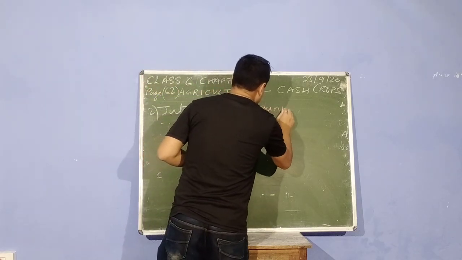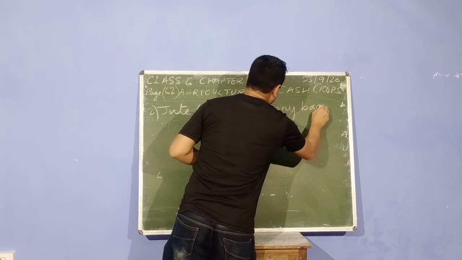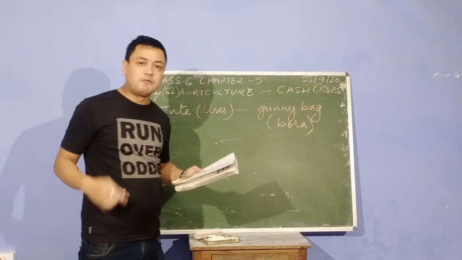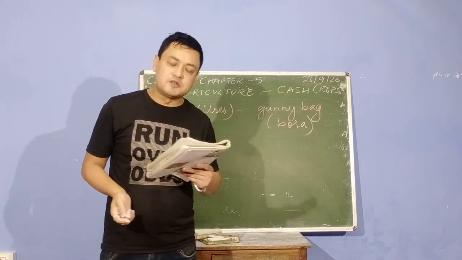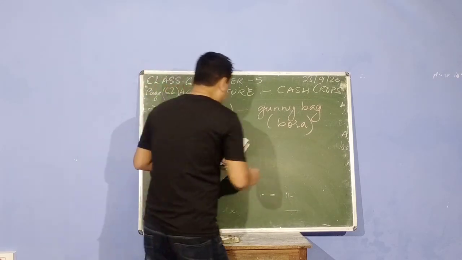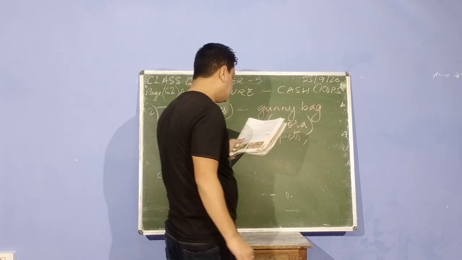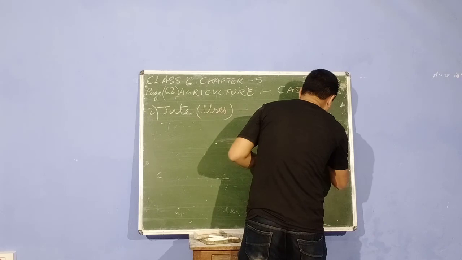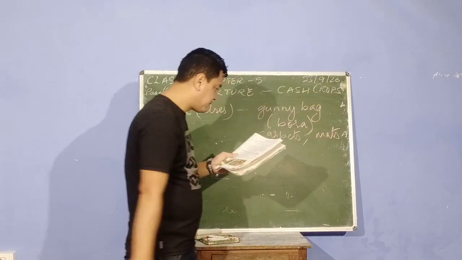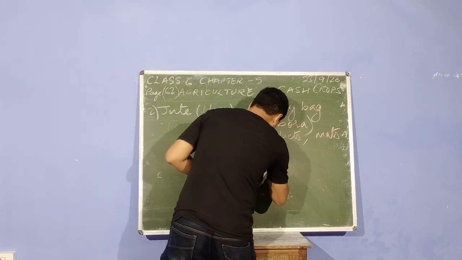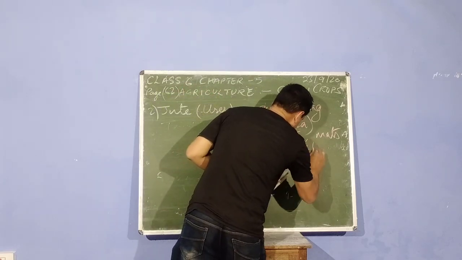Gunny bags. Now gunny bags means bora. Have you seen bora? Chamal ka bora, etc. It is made from the jute bags. And carpets, C-A-R-P-E-T-S. Carpets are made from the jute, as well as mats, etc. As well as ropes are made from the jute.